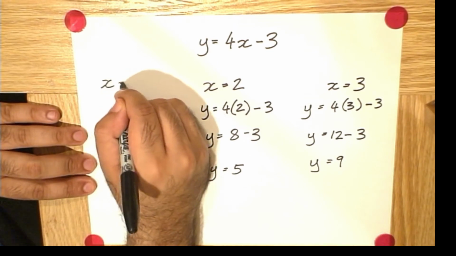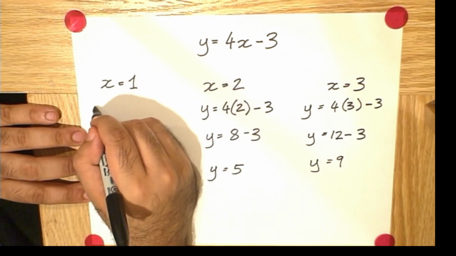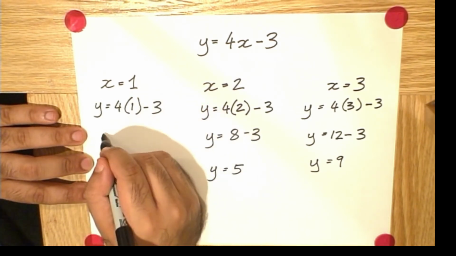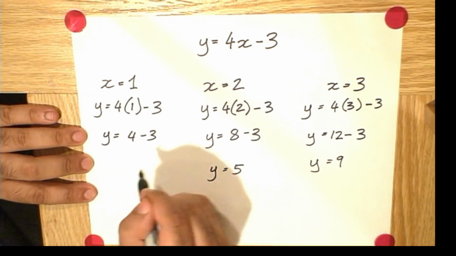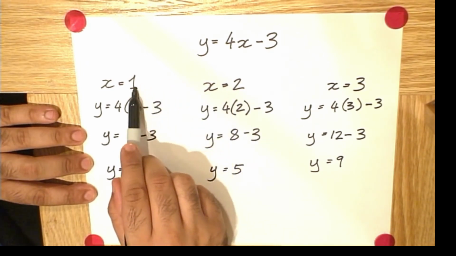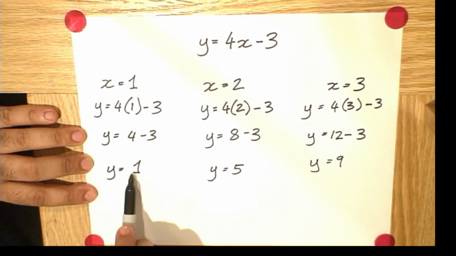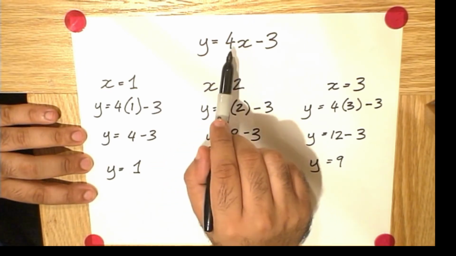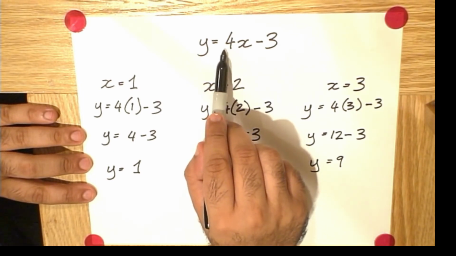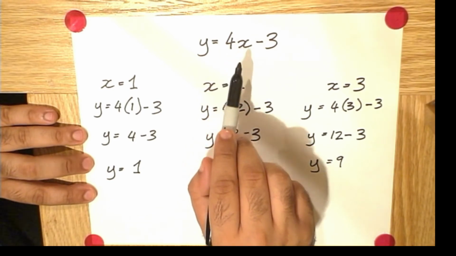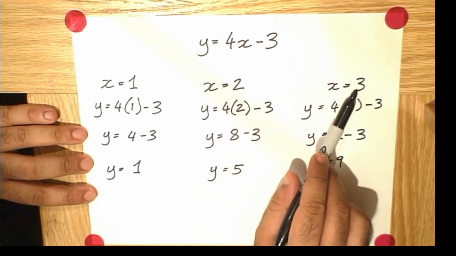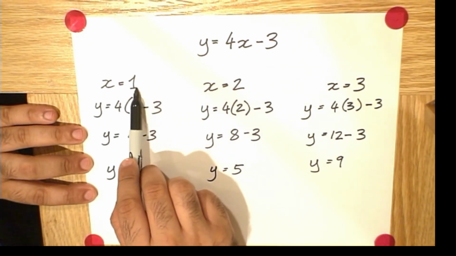Supposing I tried x equals 1 and I solved for y. Y equals 4 times 1 minus 3, which is equal to 4 minus 3, which is equal to 1. So when x went down by 1, y went down by 4. Again, that is controlled by this coefficient of x. So the coefficient of x will tell you how much y is going to change by if x increases by 1 or if x decreases by 1.